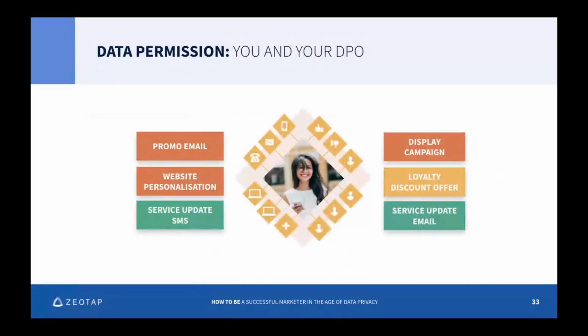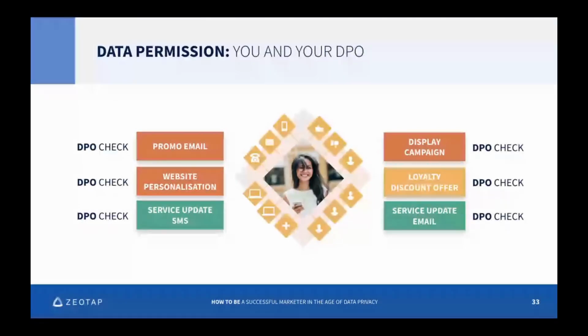So let's go to your relationship with your DPO. I'm sure it's your absolute favorite one. So when you're doing things like sending promo emails or service updates or running a display campaign, you should probably get your DPO to check whether or not it's okay to do it. Same again, loyalty, discount offers, probably get your DPO to check whether it's okay to do it. Right audience, right people, right preferences, all the rest.